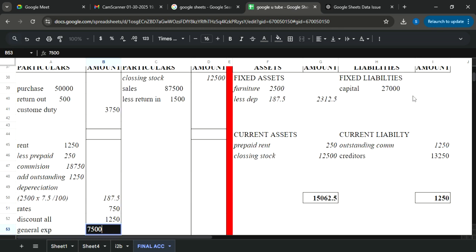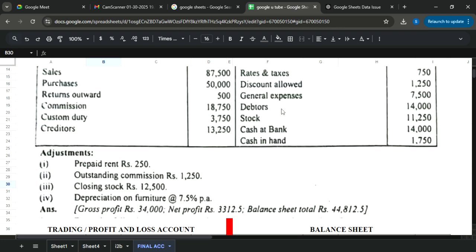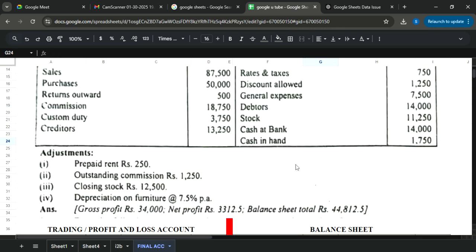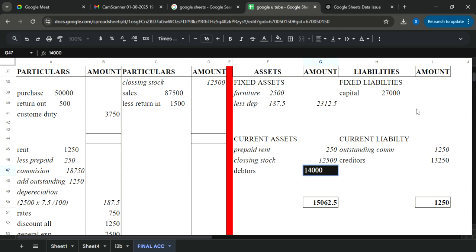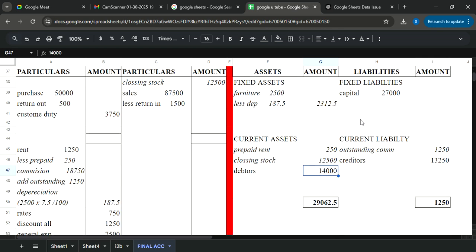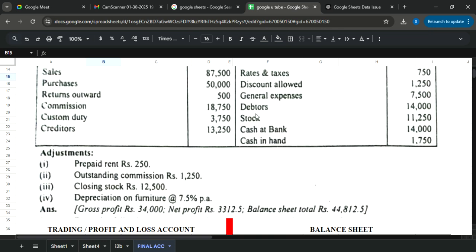Write down over here. After general expenses, we have debtors. Debtors, current asset, come over here. Amount of debtors is 14,000. Write down 14,000. Then we have stock. Since closing stock is given outside the question, this is opening stock. So you will come over here. Already a line has been left. Opening stock, amount of which is 11250.